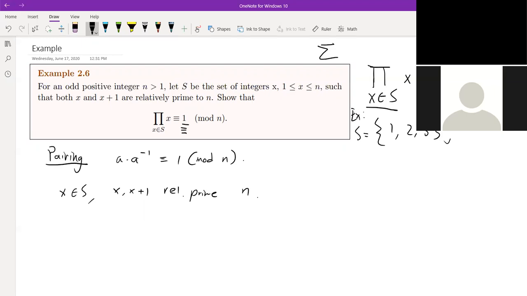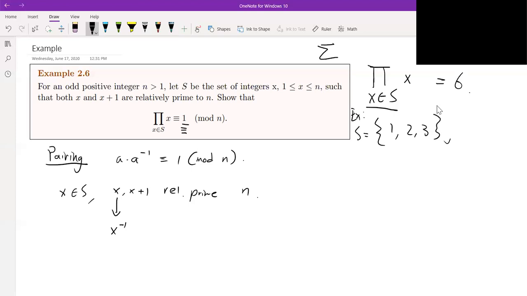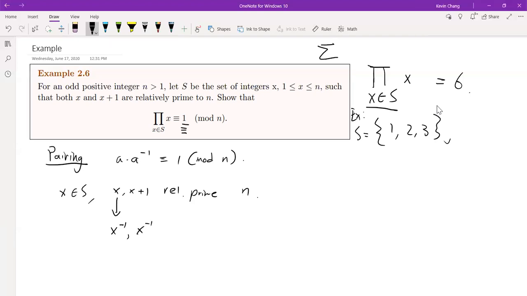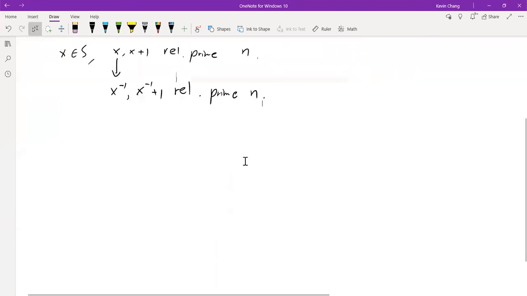And if we want to pair these, we want to show that the inverse of x, so x to the minus 1, the multiplicative inverse of x mod n, is also going to be in the set S. So that would imply that we need to show that x to the minus 1 is in S, and then x to the minus 1 plus 1 is also in S. Essentially, both of these numbers have to be relatively prime to n. So if we can prove this, then we can pair the number x and x to the minus 1 together, and when you multiply these mod n, they just reduce to 1. So that's going to be our goal right now.